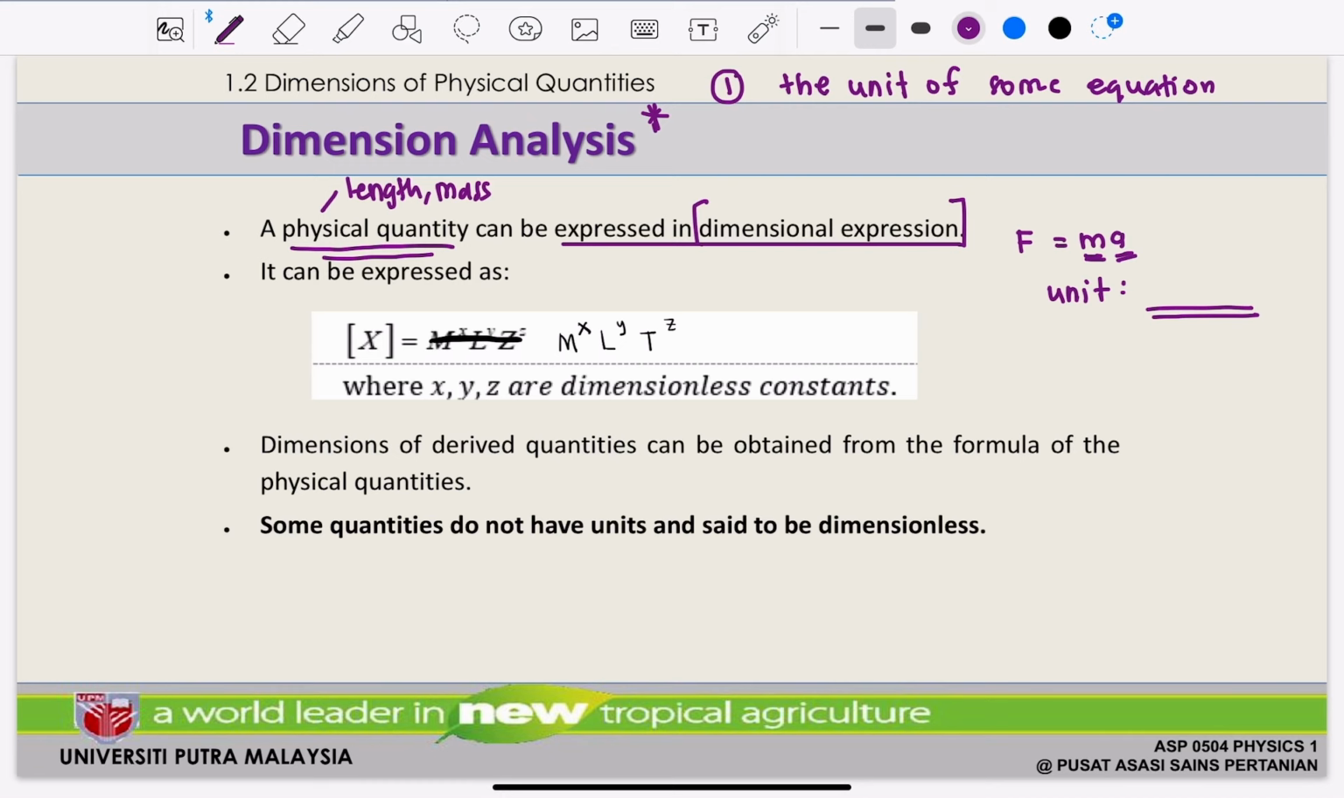But what if you have a new equation that it has long, what we call long equation lah, long equation, which is you don't know for sure what is the unit, then we will use dimension analysis to find the unit. The second part is we want to know the homogeneity of an equation.